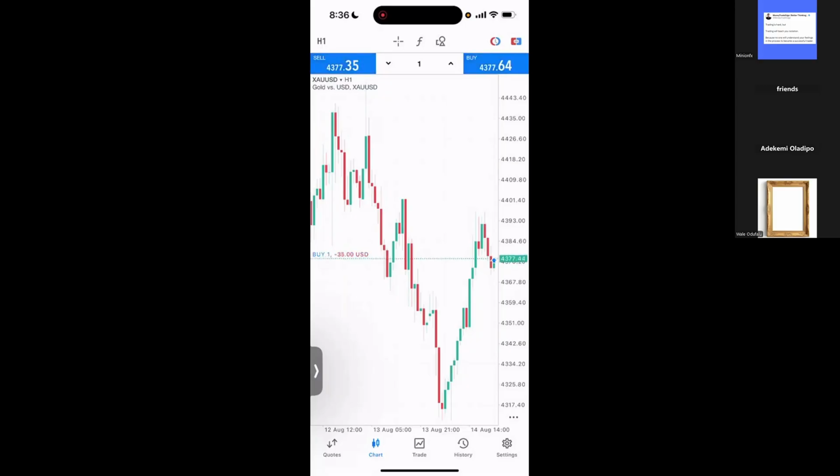Let's see what we did. How do I know it's moving in my favor? Look at your screen now. If you see buy one, you see minus or plus, some figure changing with USD. That number changes. If it's in red, you are not profiting, you're in loss. If it goes to blue, you are profiting. And you can also know from trades. Go to trade.